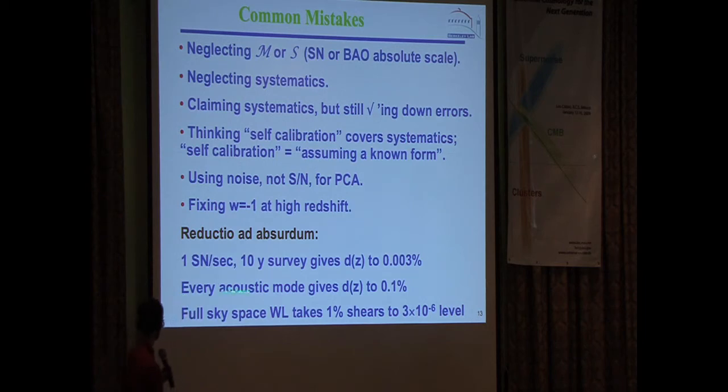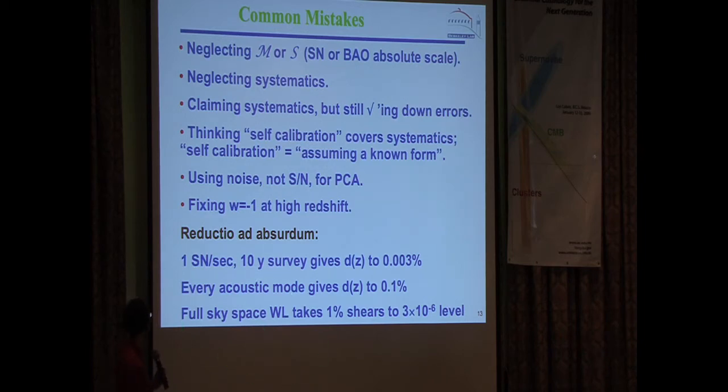So in particular, if you count every acoustic mode in the universe to give you your distance precisions, then you can get down to 0.1% distance accuracy. So shouldn't I feel free then to count every supernova that exists in the universe? One supernova goes off every second in the universe. Let me observe all of them. Okay? Then I get my distance measures down to 0.003%. There's a certain level of absurdity that you've got to check with reality.